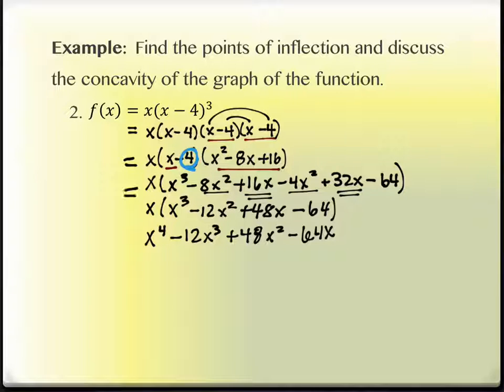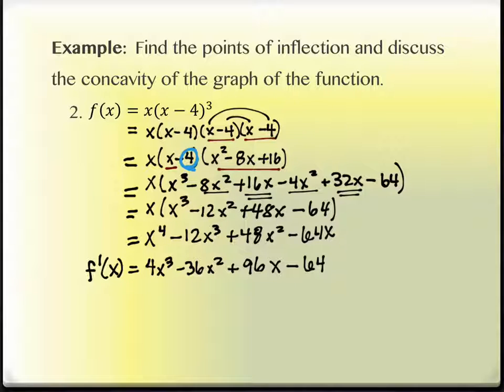I'm so sorry. But we're ready to do the easy stuff now that we did the hard. What's the derivative of this? 4x cubed minus 36x squared plus 96x minus 64. Wonderful. All right, second derivative. 12x squared minus 72x plus 96.